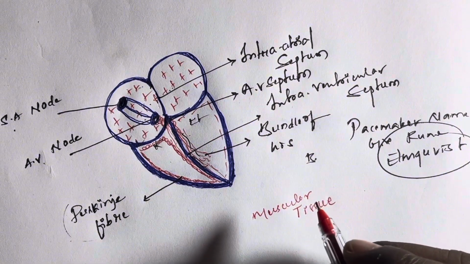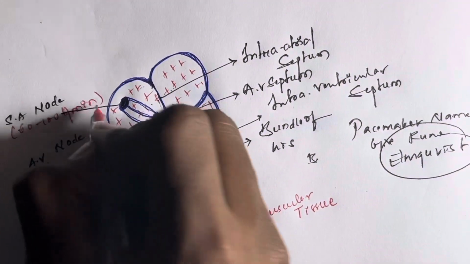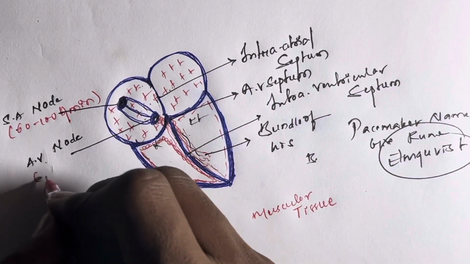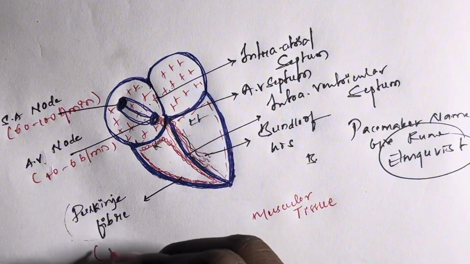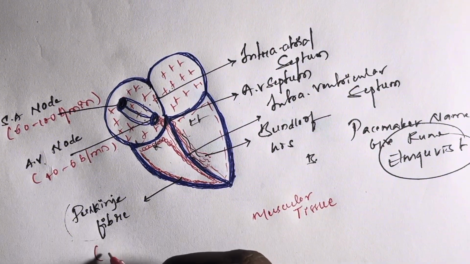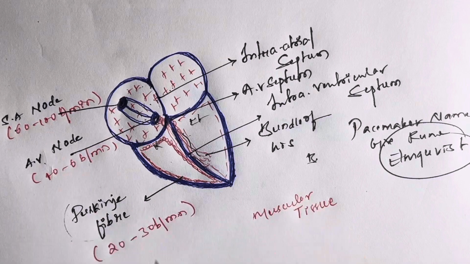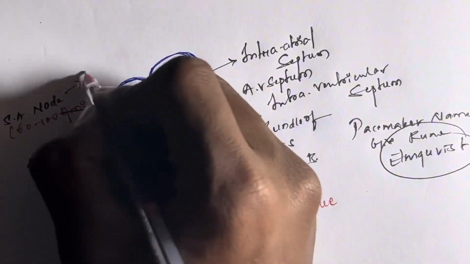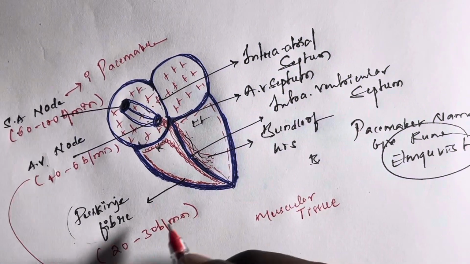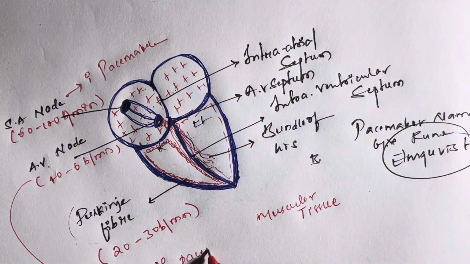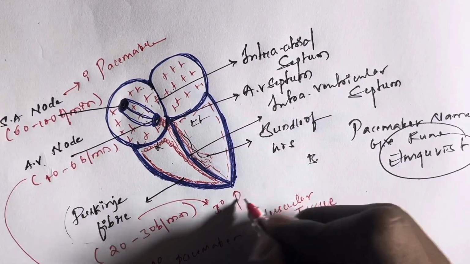The impulse production rate of the SA node is 60 to 100 beats per minute. The AV node's impulse production rate is 40 to 60 beats per minute, and the Purkinje fiber's rate is 20 to 30 beats per minute. So the SA node is known as the primary pacemaker, the AV node as the secondary pacemaker, and the Purkinje fiber as the tertiary pacemaker.